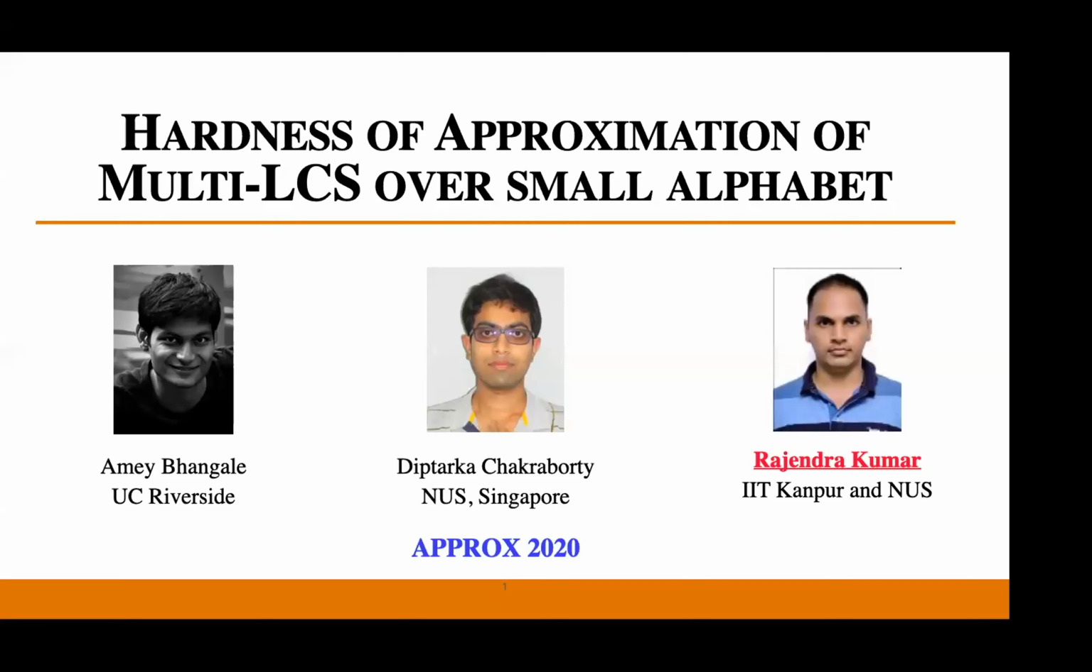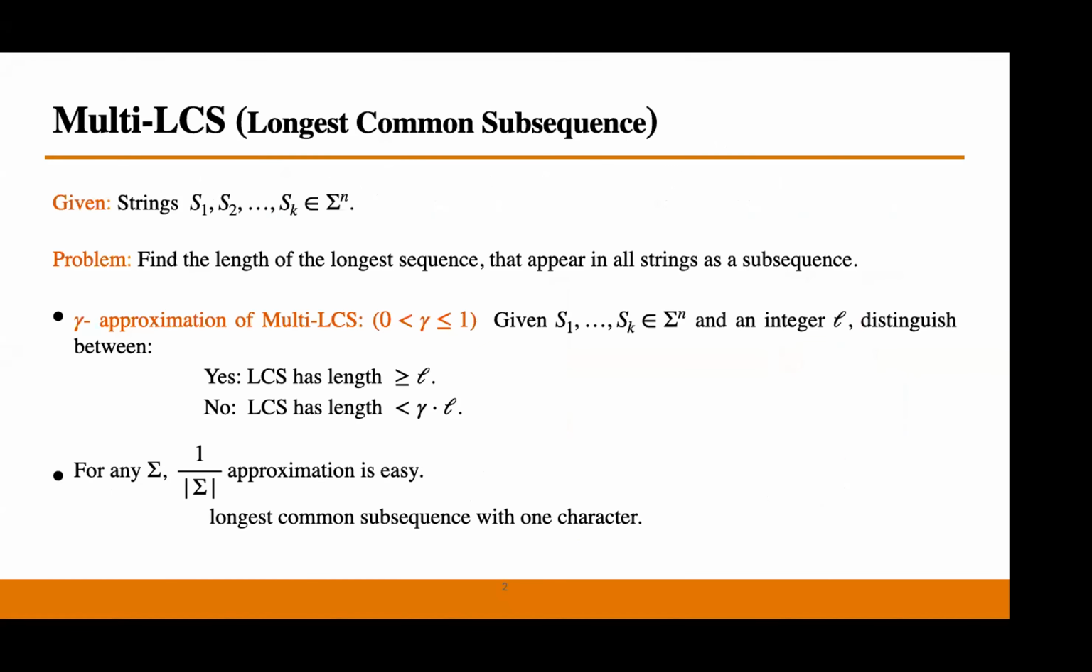So, okay, this is a joint work with Amey Bangale and Tarka Chakravarti. So let's start with the introduction to multi-LCS. So the problem is we are given k strings S1 to Sk of length at most n over alphabet sigma, and we want to compute the length of the longest sequence that appears in all strings as a subsequence.